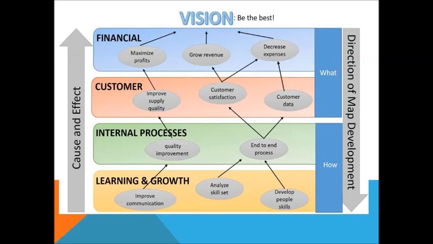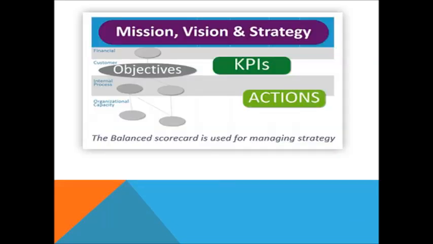So here we can see that learning and growth helps in communication style, number two, and number three, if we analyze the skill sets of an individual, then we develop people's skills. So this is totally on the skill development of the individual. Now coming over to the internal processes, the communication plus the training helps in the quality improvement of performance and end-to-end processes also. So it is basically the performance of the particular individual that we are focusing on in the internal process development.